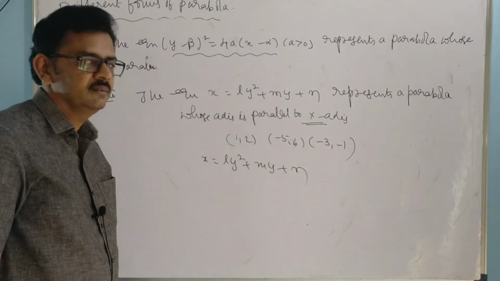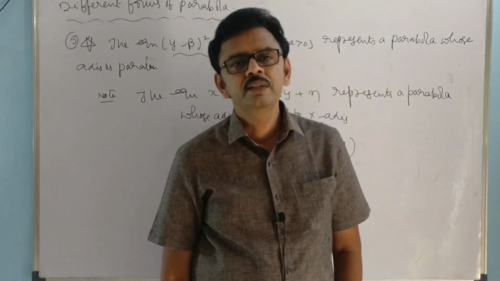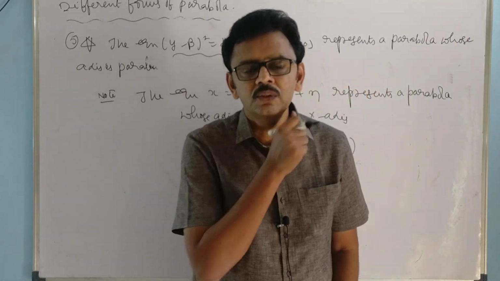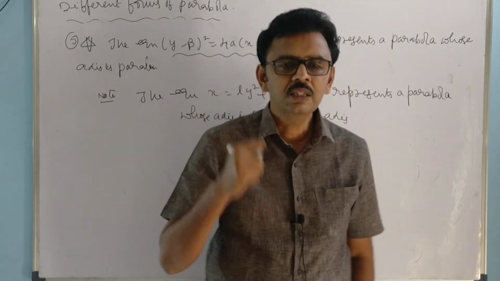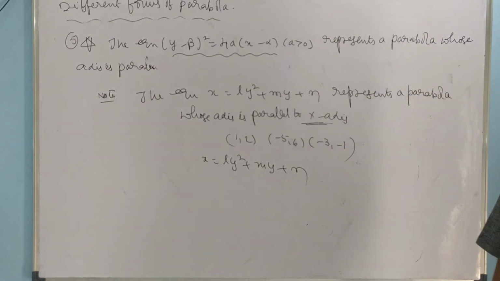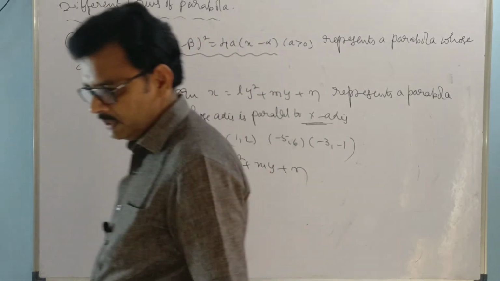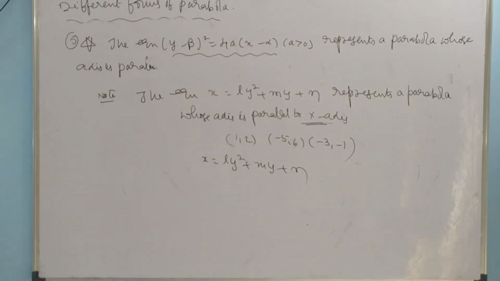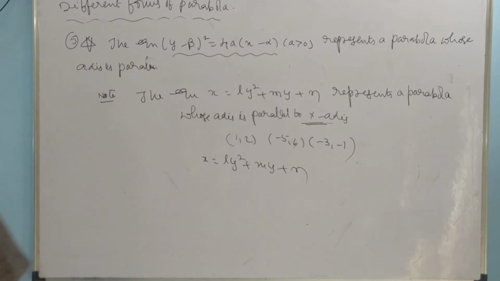Just like a circle: find the equation of circle which passes through 3 points. How to find? Let the equation of circle be S equal 0, passes through the first point, second point, third point. Like this also, here the axis is parallel to x-axis, the equation is x equal to ly square plus my plus n. It passes through 3 points, so there are 3 equations in terms of L, M, N. Okay, just try one problem.